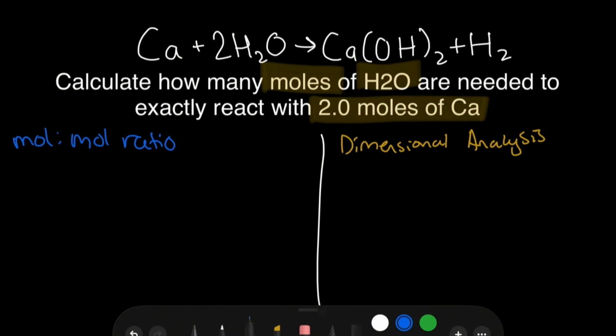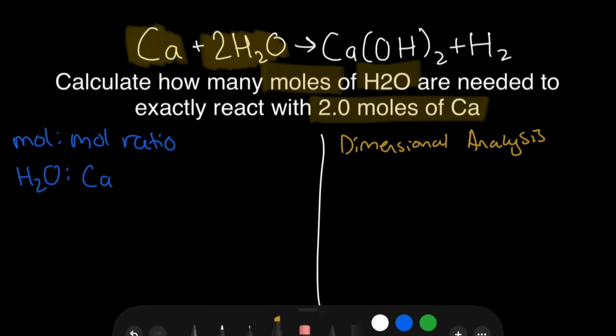So the 2 main moles that we're looking at are water and calcium. So we can write down H2O and we can write down calcium. When we're looking at this chemical equation, we can see that we have 1 calcium mole and we have 2 moles of water, or H2O. So that would be our ratio. For every 2 water moles, we have 1 calcium mole.